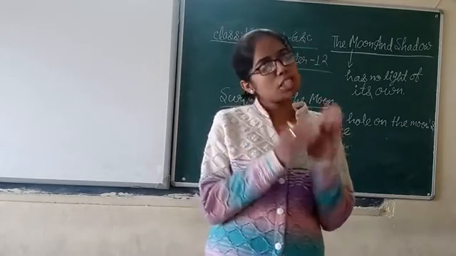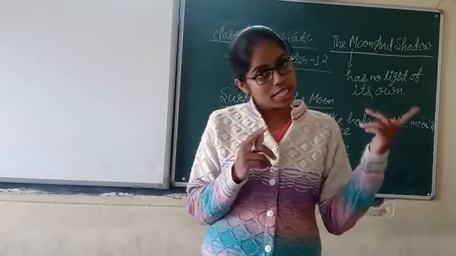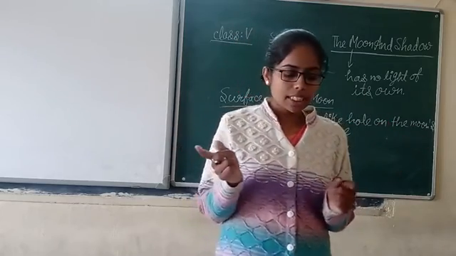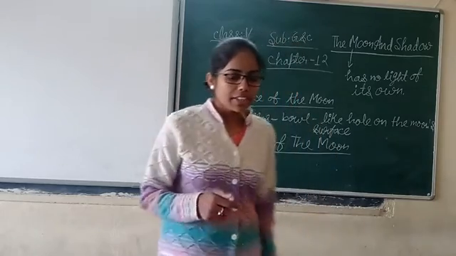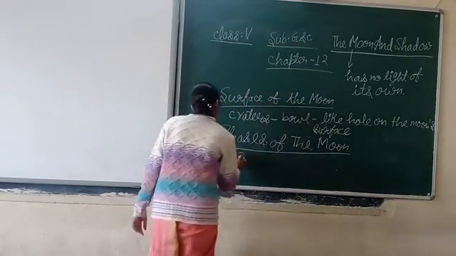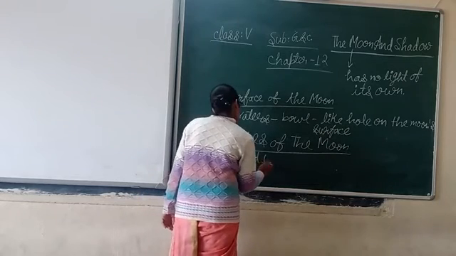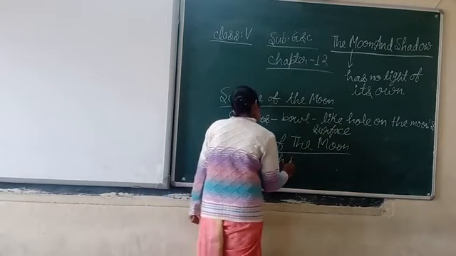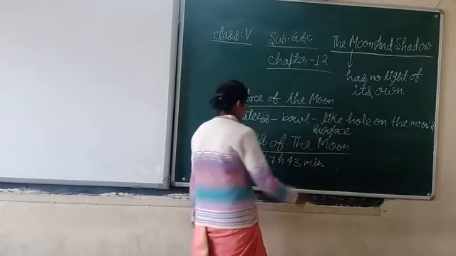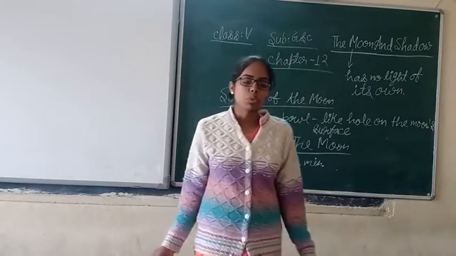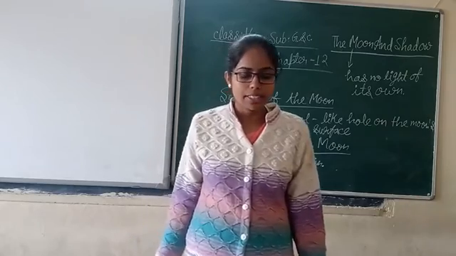That means where the moon is placed compared to the sun and compared to the earth. The moon orbits the earth in 27 days, 17 hours and 43 minutes. This is the time taken by the moon to orbit around the earth.